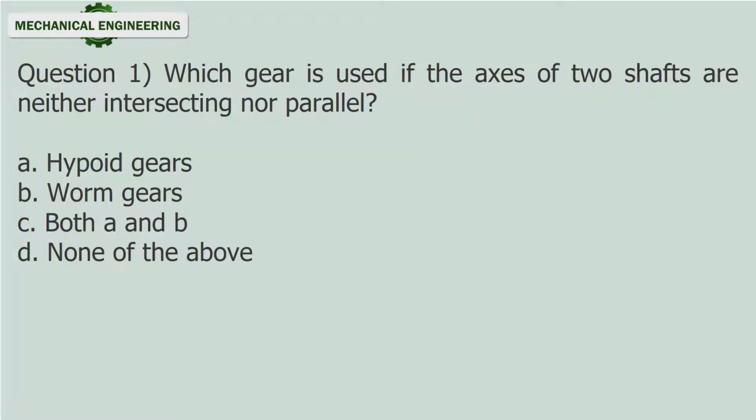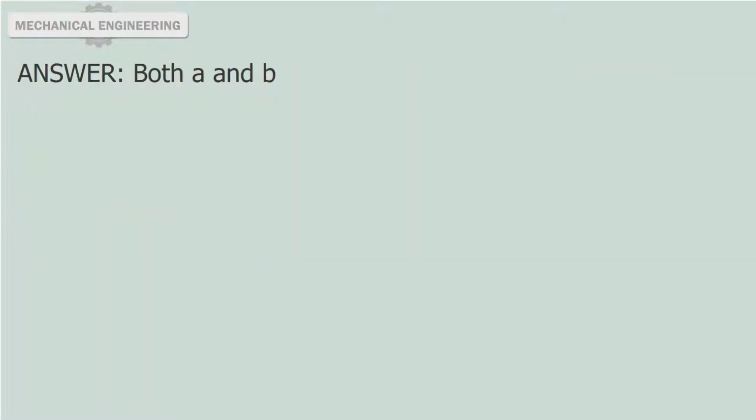Question 1. Which gear is used if the axes of two shafts are neither intersecting nor parallel? A. Hypoid gears. B. Worm gears. C. Both A and B. D. None of the above. Answer: both A and B.